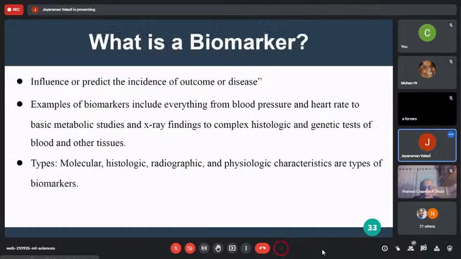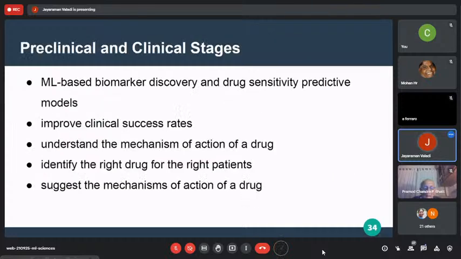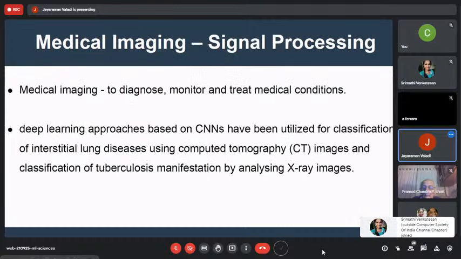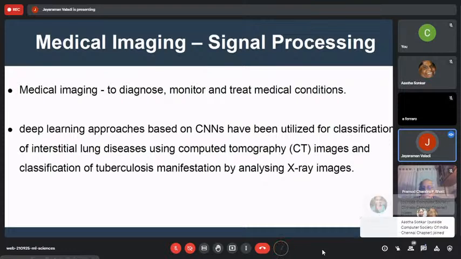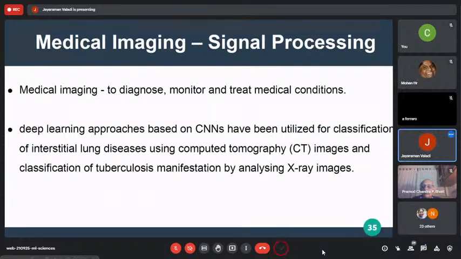So we'll not talk about biomarkers. The next application now will go into medical imaging and signal processing applications. Medical imaging like X-ray images and MRI and then CT images.